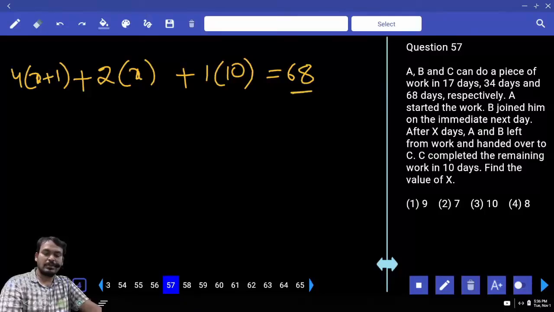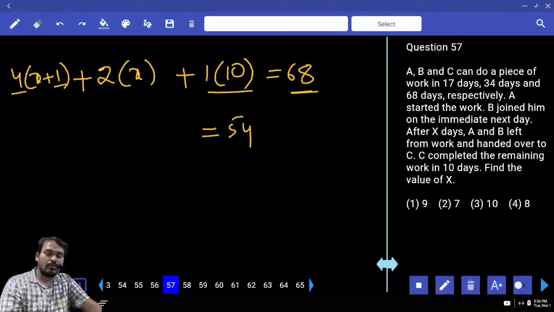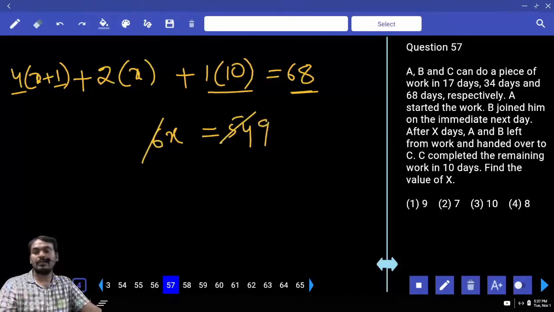What is the difference between 68 and 10? 58. And here on the left-hand side, 4 into 1 is 4. 58 minus 4 is 54. That is equal to how much? 6x. 6 how many times? 9 times, or not? Sorry, the answer is 9.